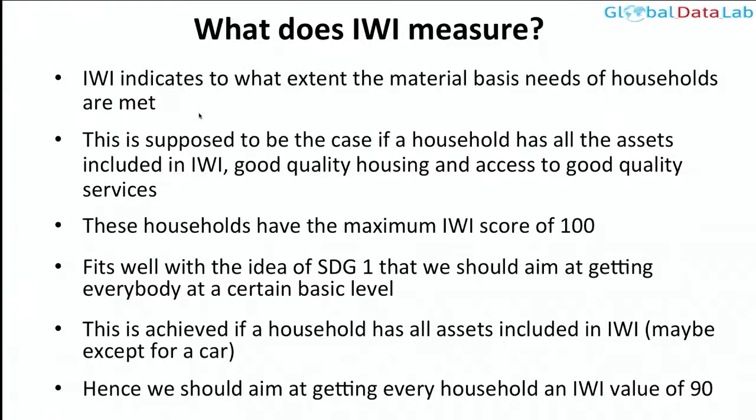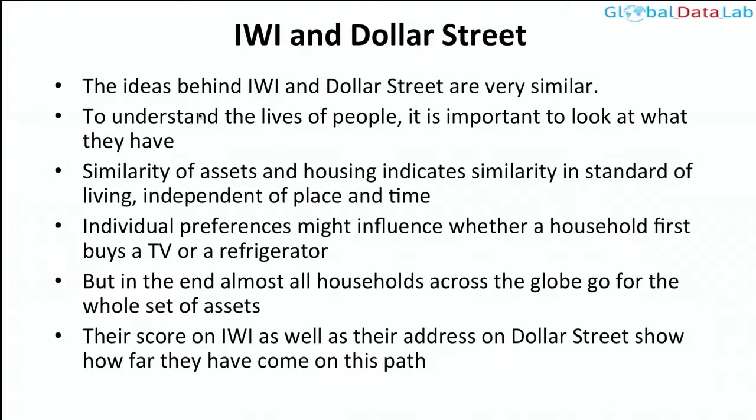And also the use of such an index fits very well with the idea of SDG 1, that we should aim to get everybody in the world, especially in the lower middle income countries, at a certain basic level. And in fact, if you look at the assets included in this index, this is achieved if a household has all the assets included in this index, except maybe for the car. So we should aim at getting every household at a wealth index value of 90.